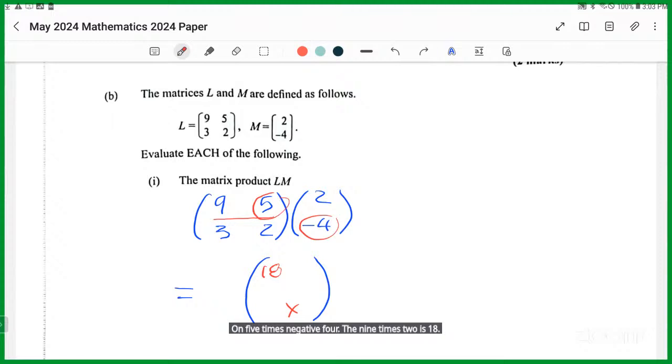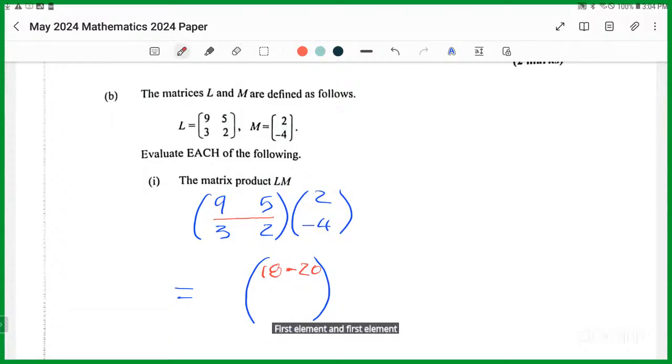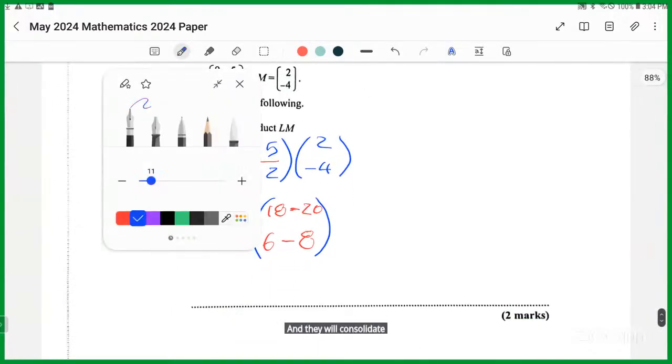5 times negative 4 is negative 20. Then this value down here is positioned in the second row and the one column. So to get it, multiply this second row by this one column, same thing again. First element times first element, second element times second element. 3 times 2 and 2 times negative 4. The 3 times 2 is 6. And the 2 times negative 4 is negative 8. And then we'll consolidate these values to get the answer right here.